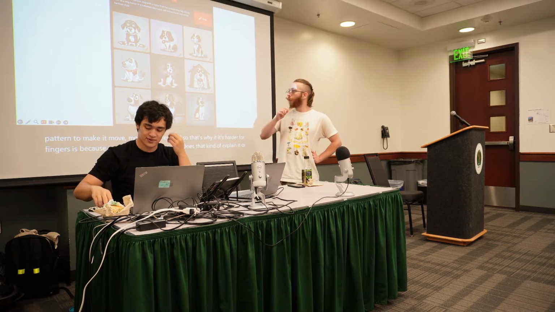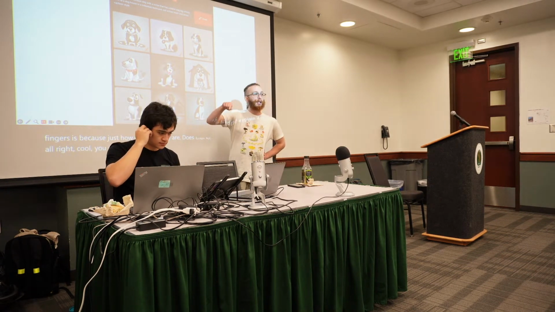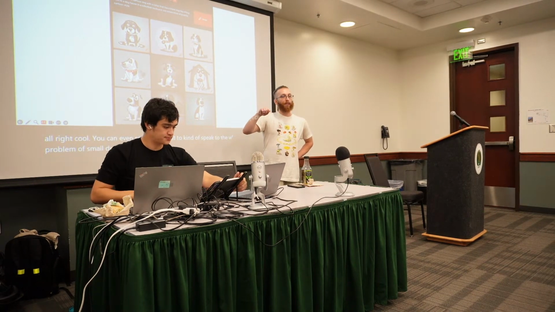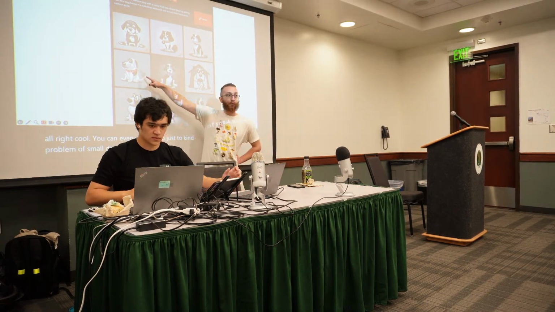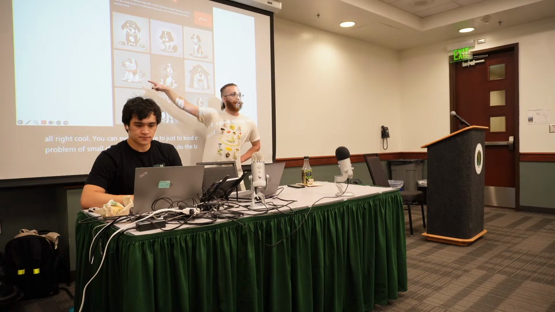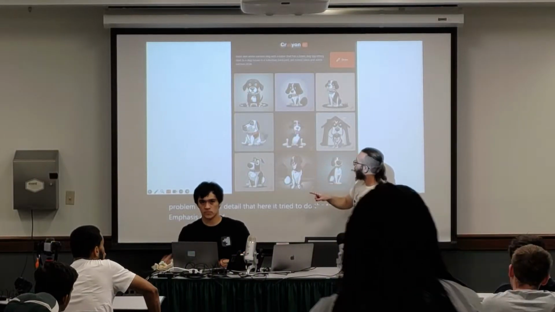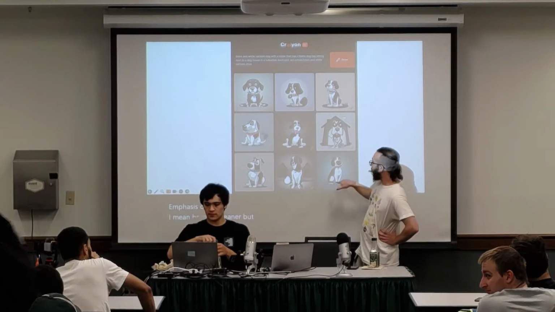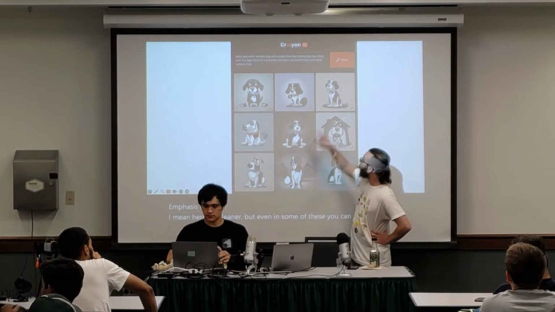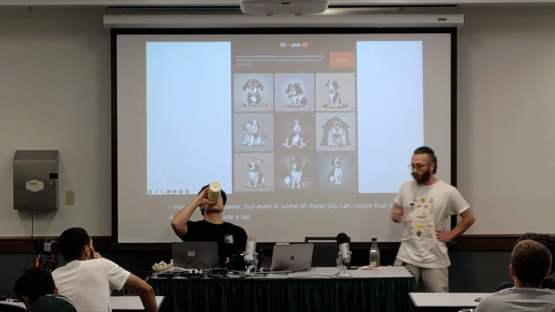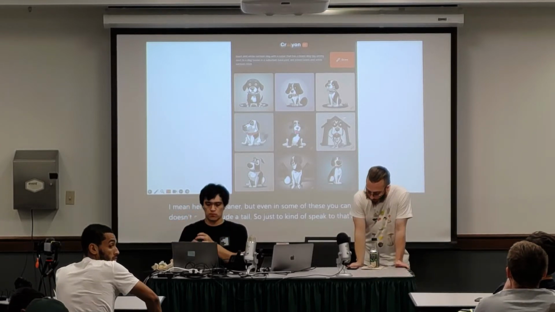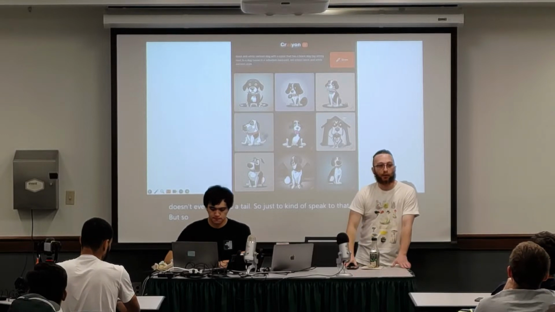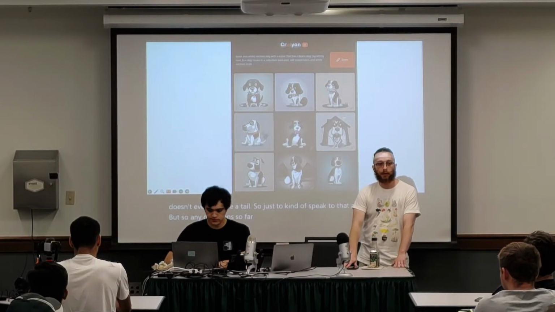All right, cool. You can even see here, to kind of speak to the whole problem of small detail, that here it tried to do the tail. Emphasis on tried. Here it's cleaner, but even in some of these, you can notice that it doesn't even include a tail, so just to kind of speak to that a little bit. But yeah, so any questions so far about information density?